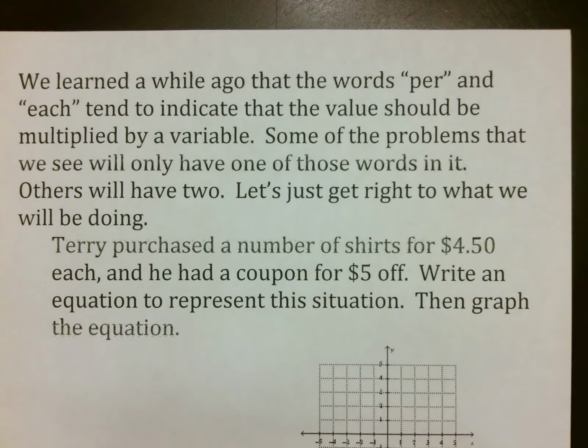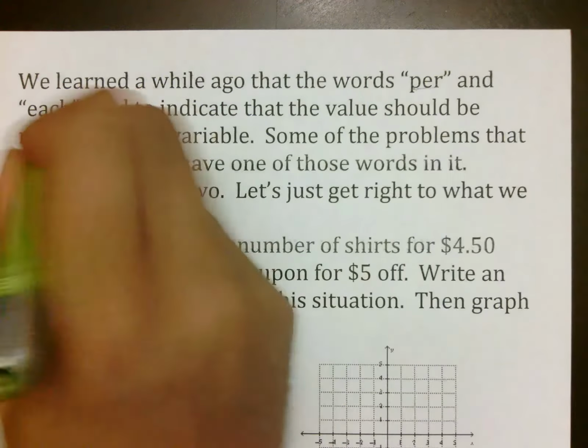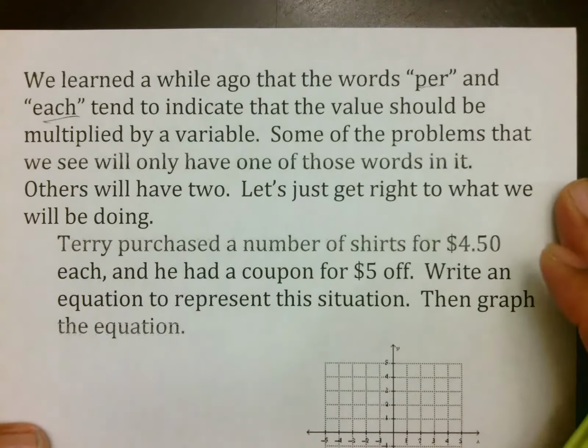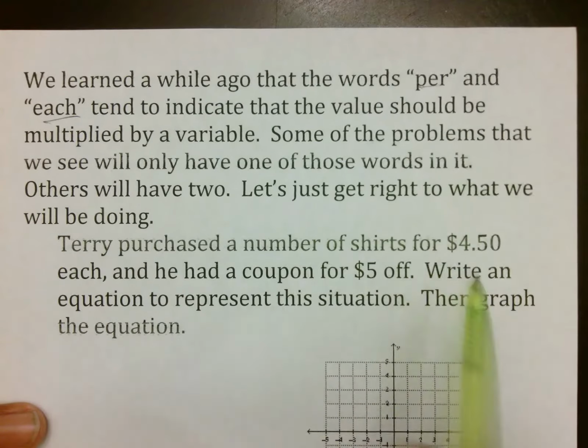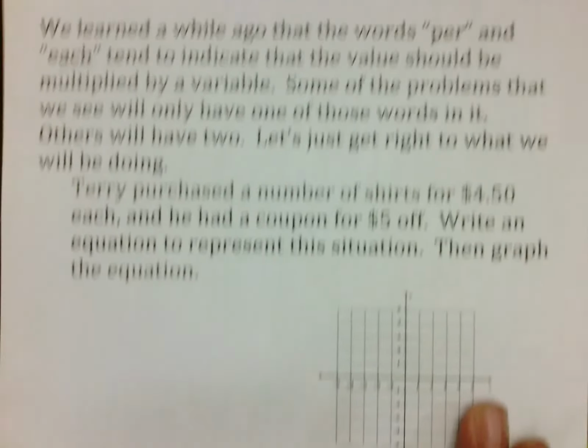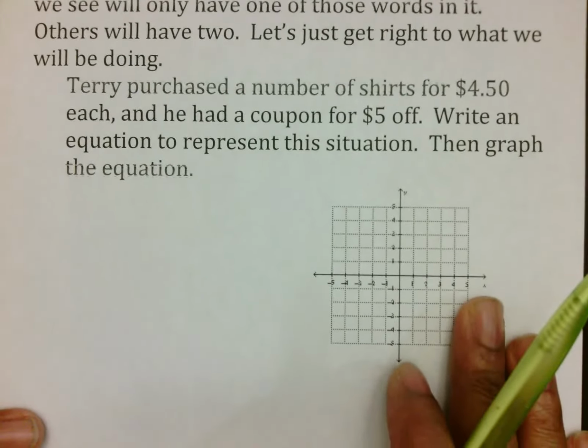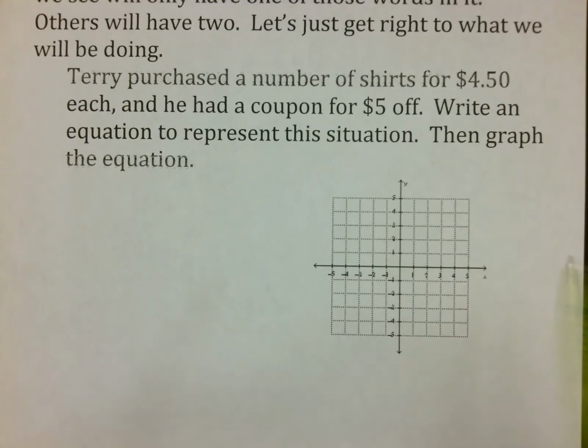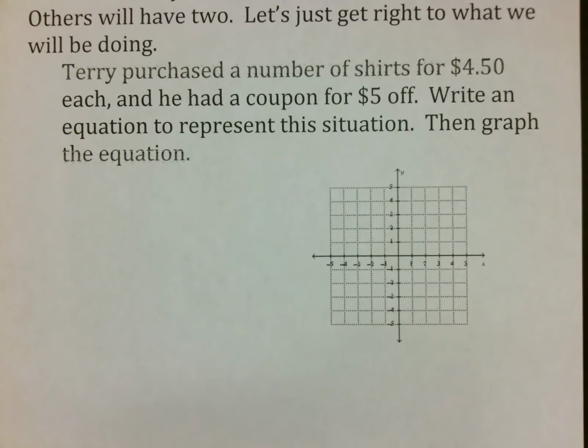We learned a while ago that the words per and each tend to indicate that the value should be multiplied by a variable. Some of the problems that you'll see only have one of those words in it. Others will have two. So let's just get right to it and see what we're looking at here. It'll be a word problem, and it'll pretty much have you write an equation to represent the situation, and it'll have you graph the actual equation.